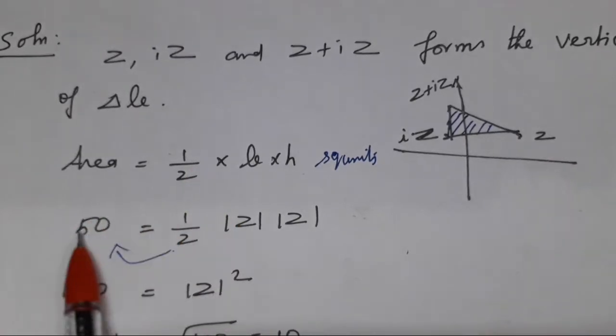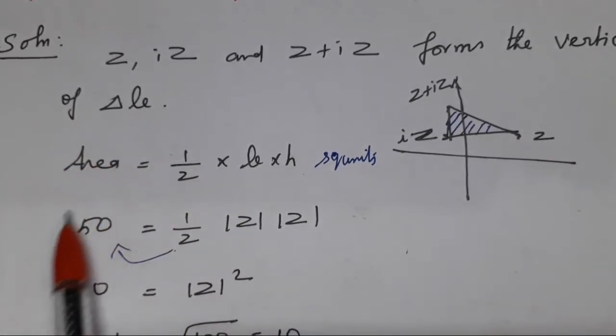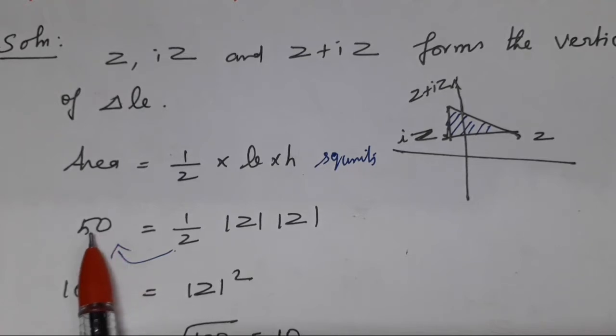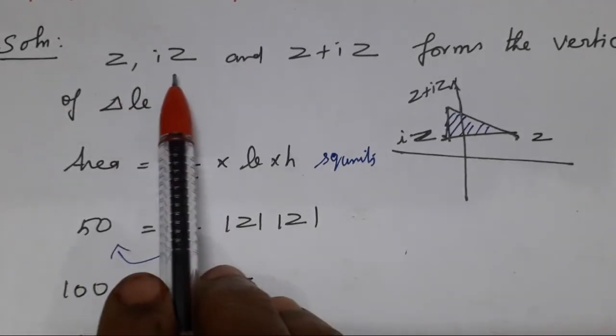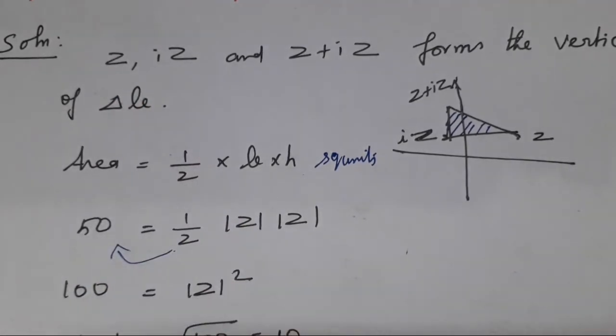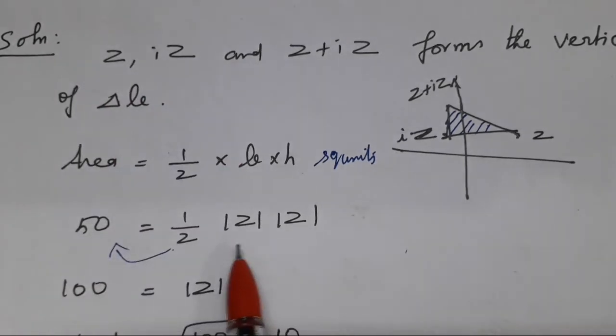So half into base into height. The area is given as 50 square units, so we write 50 equal to half into modulus of z into modulus of iz. Base is z, height is also z in modulus. Because z has an imaginary part, z equals x plus iy, and modulus of z is the root of x square plus y square, real part square plus imaginary part square. Similarly for iz, it is also real part square plus imaginary part square. Therefore both have modulus of z, the same value.